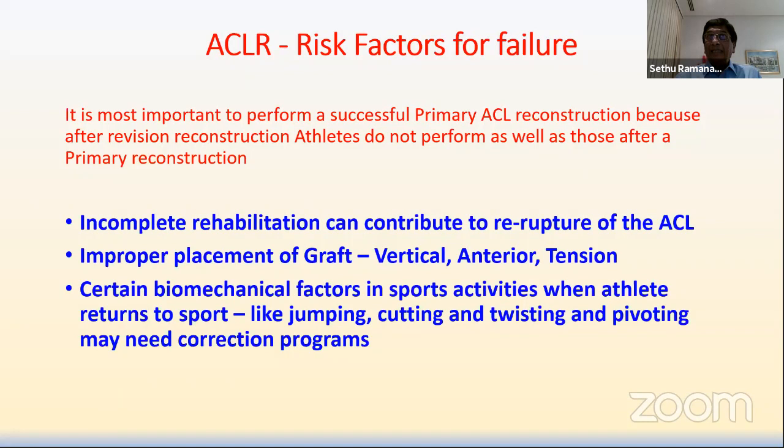So the first time you really got to get it right, and I think we heard Dr. Willen say that you add more attention to a certain category of patients. The risk factors: incomplete rehab can contribute to arthrofibrosis and re-rupture of the ACL. Placement of the graft, the placement of your tunnels, very important. Shouldn't get it vertical on the femoral side, not too anterior on the tibial side. You've got to get the right tension.